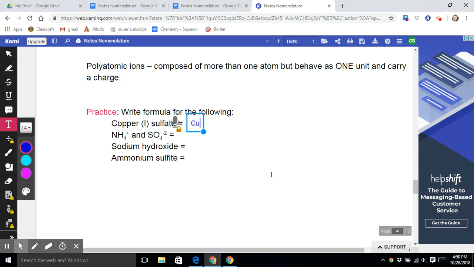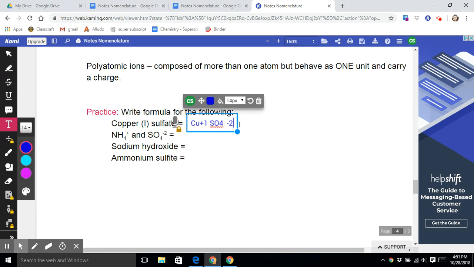Copper 1 is Cu with a positive 1 charge. Don't forget the Roman numeral tells us about the charge. It's not how many copper you have, it's a charge. So copper 1 is Cu plus 1. Sulfate is SO4 with a negative 2 charge. Sorry, I can't do the superscript and subscript from this application, so I'm going to have to write it this way. You have to know that the 4 is on the bottom as a subscript, and the negative 2 is on the top right as a superscript.